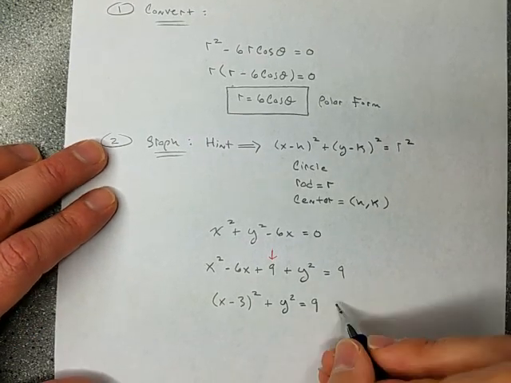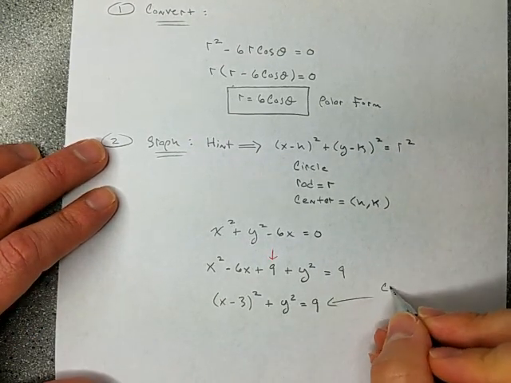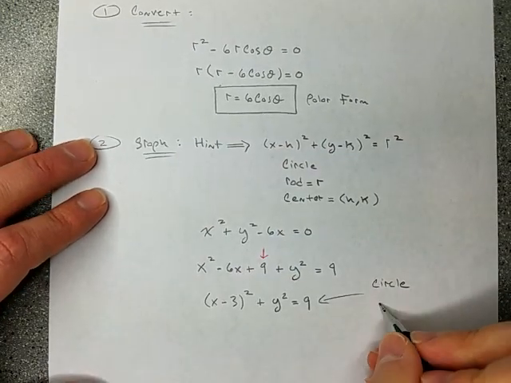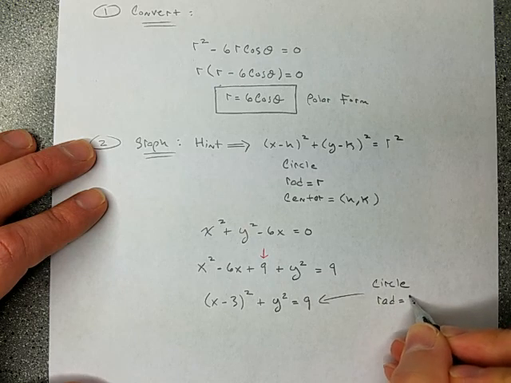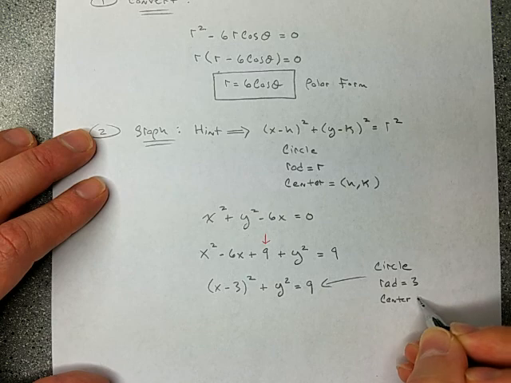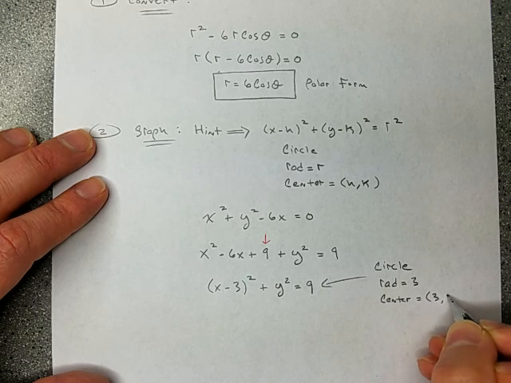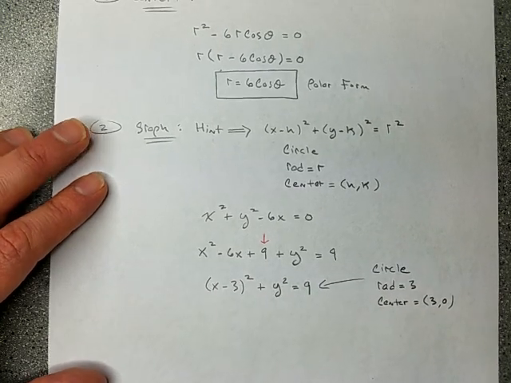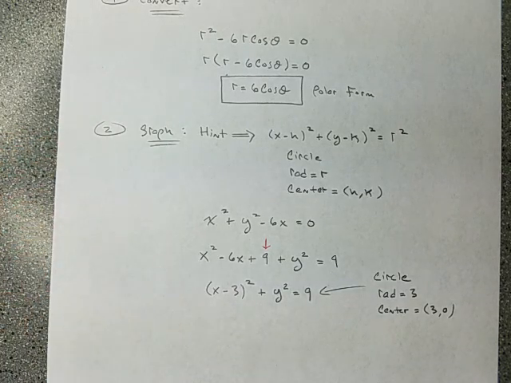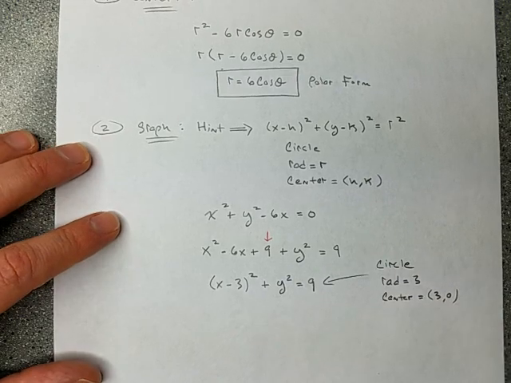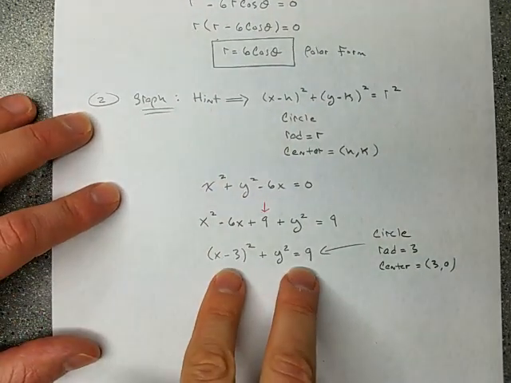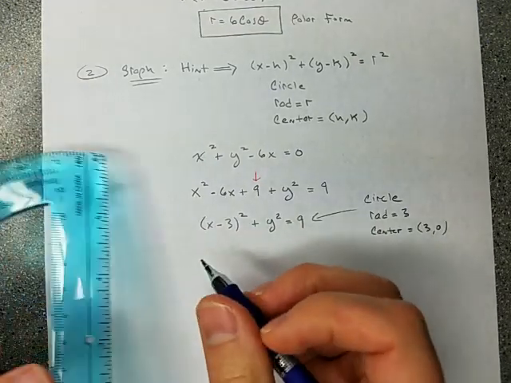And what we have then is a circle, because it's of that form. Its radius, or its size, is 3 because that's a 9. And then the center point is 3 for x and 0 for y. There we go. Now let's graph this based on that.